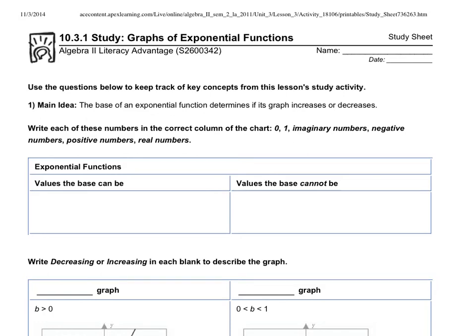So in section 1, you learned about exponential functions. In this section, you're going to learn how to graph exponential functions. So it's important to note that the base of an exponential function is limited to what it can be.